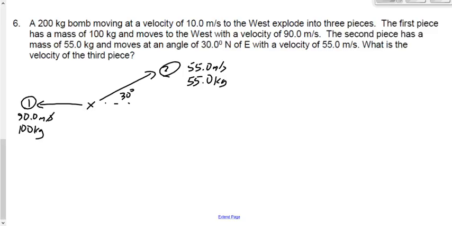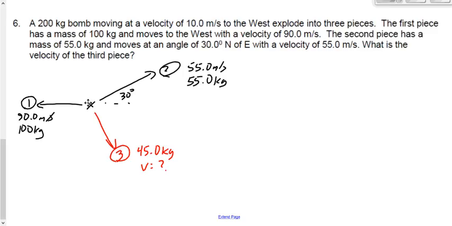And where does the third piece go? We don't really know where the third piece goes. I'm going to predict that the third piece is going to go down here somewhere, but this is a tricky one because it's moving before it explodes. It's kind of tricky to predict exactly where it's going to go here. It's going to go down somewhere, down to the left, down to the right. We're not really sure. We do know the mass of the third piece is 45 kilograms. It's 200 minus 100 minus 55, and we want to find out how fast it's moving.